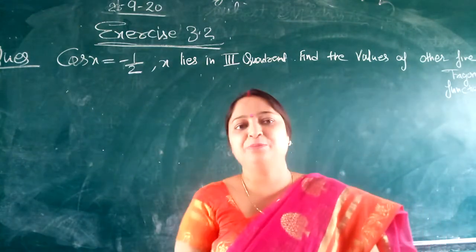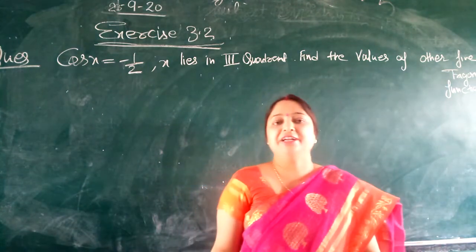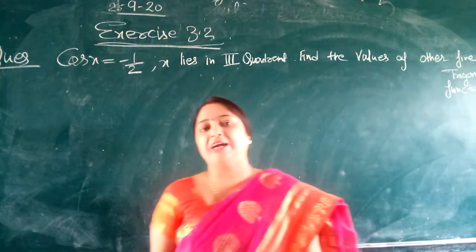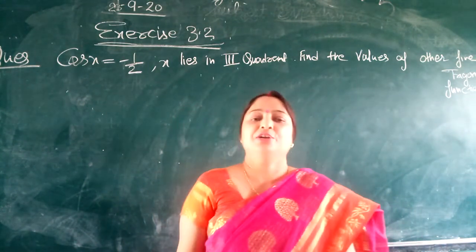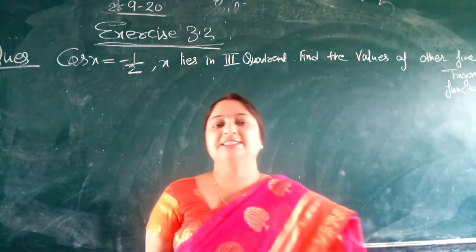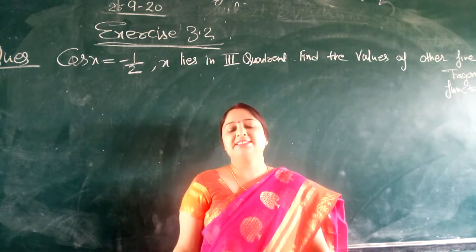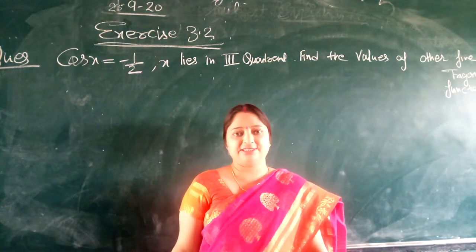In exercise 3.2, one trigonometric function is given and you have to find out the other 5 trigonometric functions. Now you know that there are 6 trigonometric functions. First is sin x, cos x, tan x, cosec x, sec x and cot x.